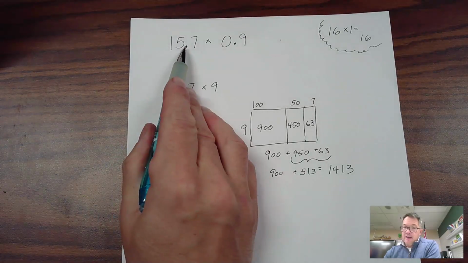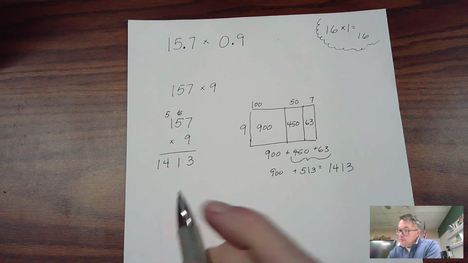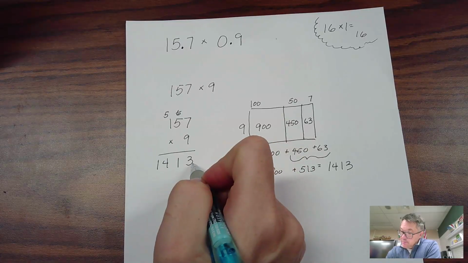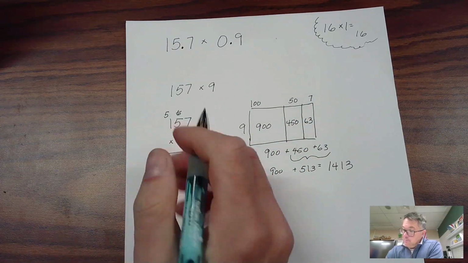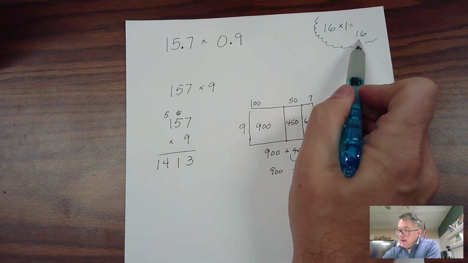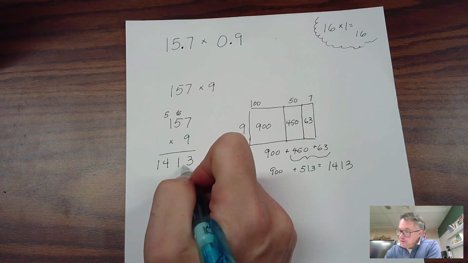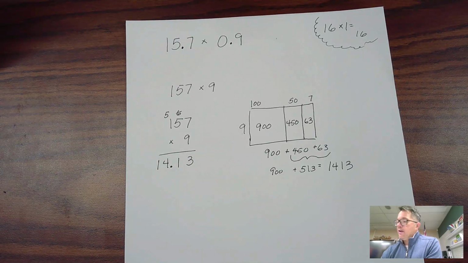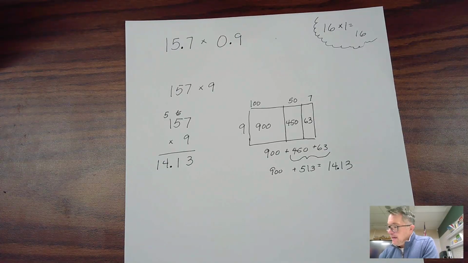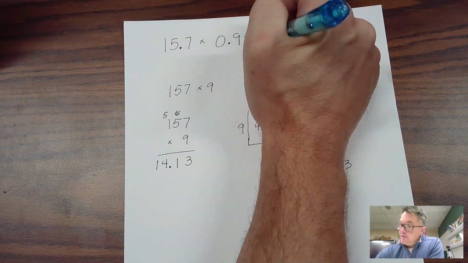Here I've multiplied a tenth times a tenth, and a tenth times a tenth will give me a hundredth. So I want to think about where to place my decimal. If I place it here, I have 1,413, and that is not reasonable compared to our estimate. If I place it here, 141, still not reasonable. But if I place it here, so I have 14 13/100ths, that makes my answer reasonable. So that means 15 7/10 times 9/10 will give me 14 13/100ths.